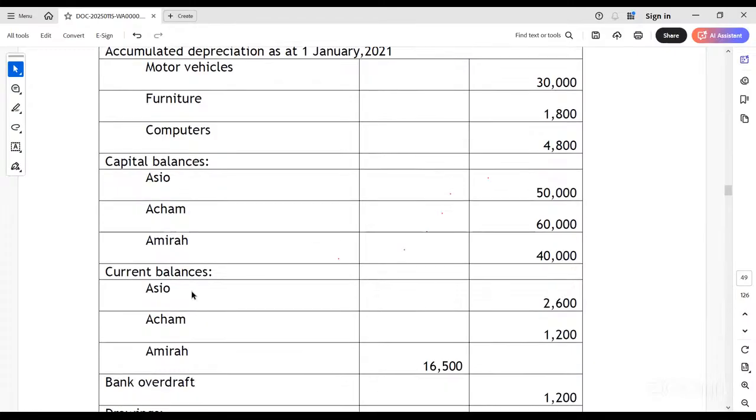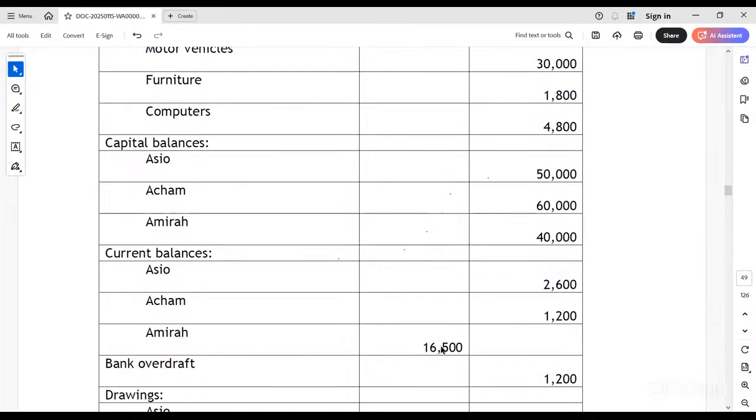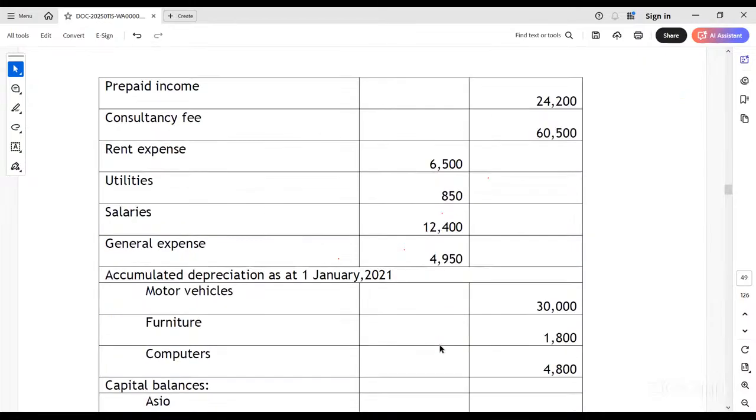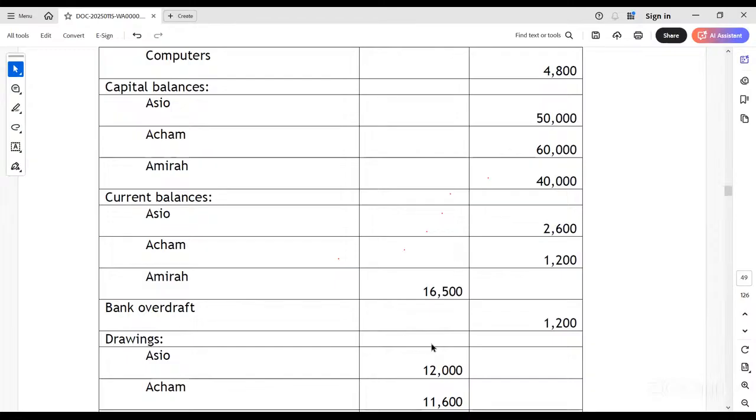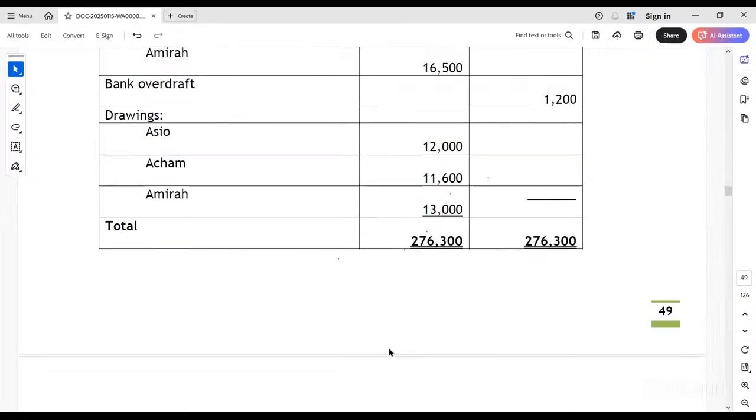Now you see, when it comes to the current balances, ASIO has a credit, ACHAM has a credit, but AMIRA has a debit balance. Okay, AMIRA has a debit balance. There's a bank overdraft. We also have drawings for each of the partners. Then we have the total.